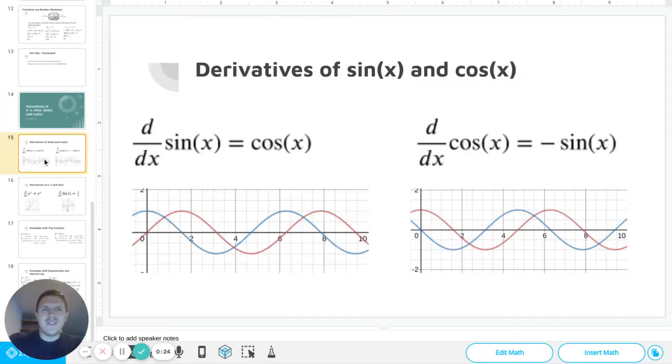So the derivatives of sine and cosine. I'm going to start with these because they're probably the most familiar to us. The derivative of sine of x is equal to cosine of x, and the derivative of cosine of x is equal to negative sine of x. Please make sure you're aware of this, okay?